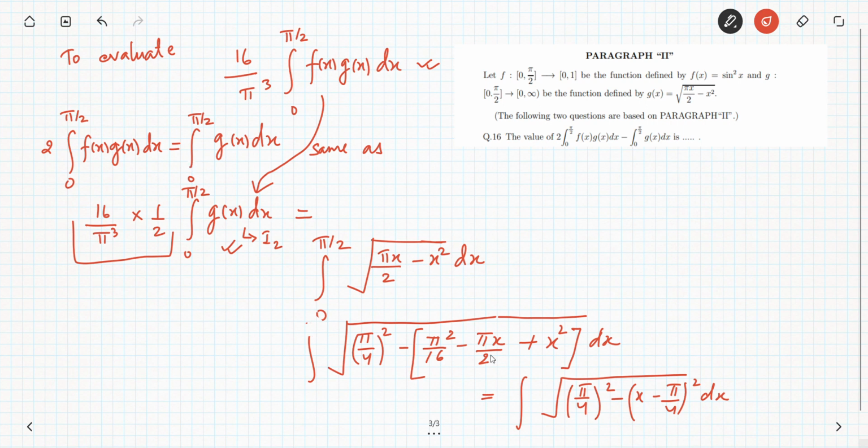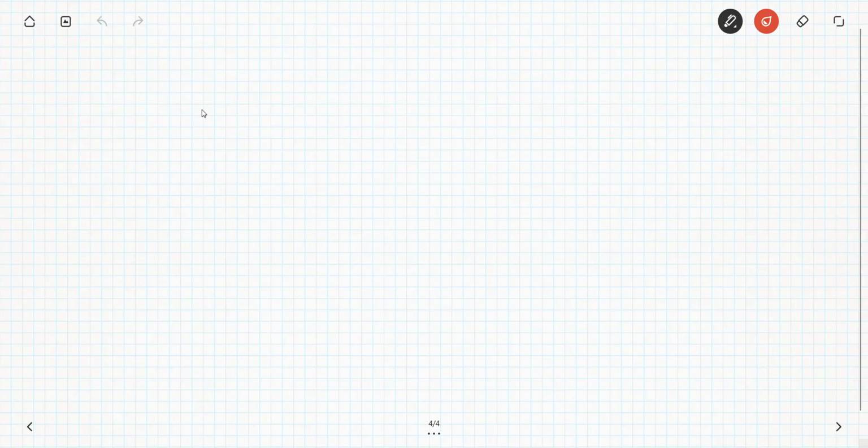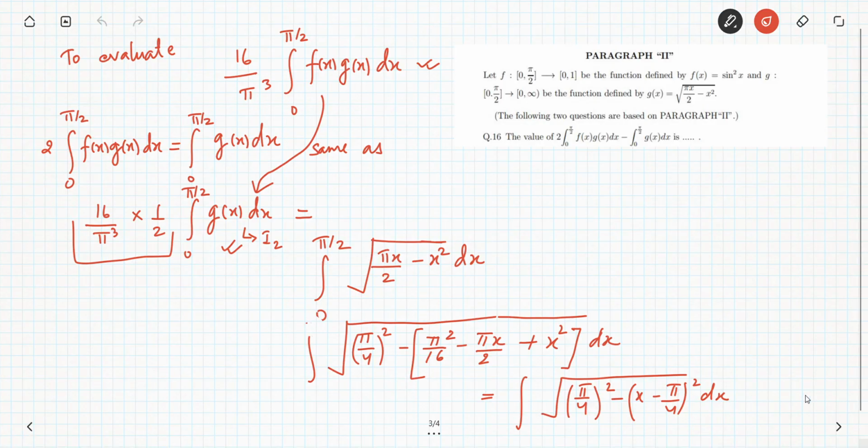Now see, our integral was of the form (pi by 4) whole square minus, and there was a root also, (x minus pi by 4) whole square dx. Had I taken the root on the previous page? Yeah, there was a square root also.